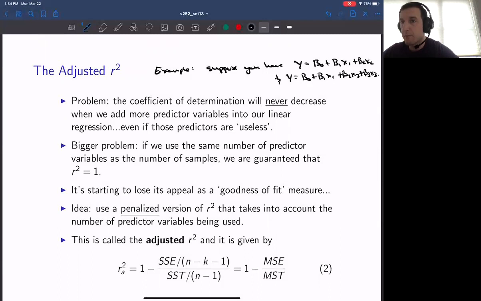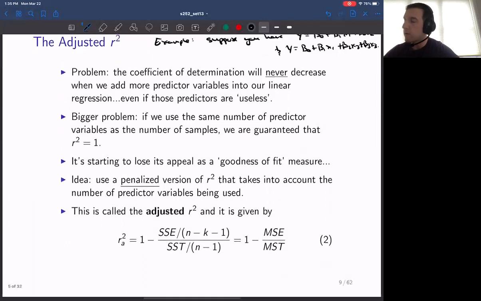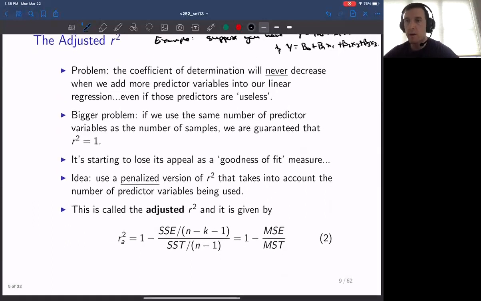So even if the simpler model is actually the better model based off of all other criteria, the R squared is always going to suggest the bigger model is the better model. So in order to adjust the R squared to be useful to us in the context of an MLR problem, we use what is called the adjusted R squared.